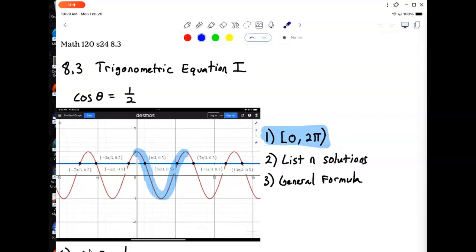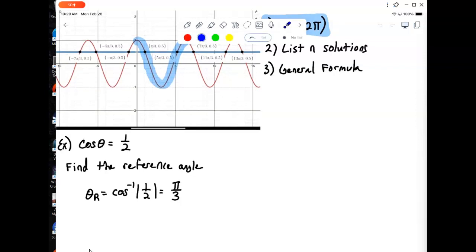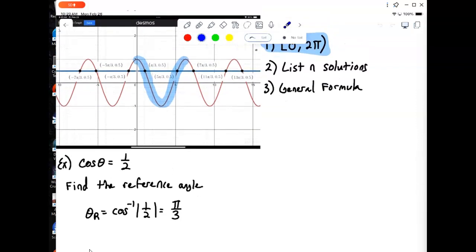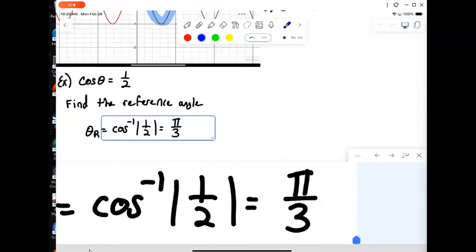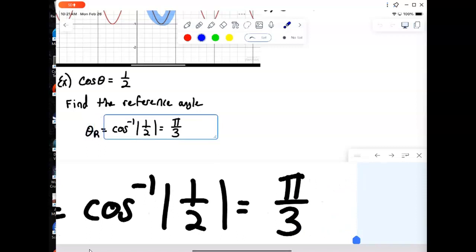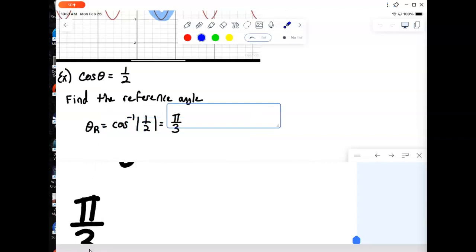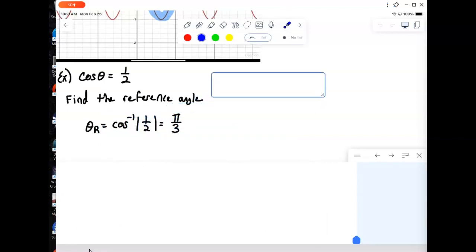If we're looking between 0 and 2 pi for solutions, then we're only looking in this area here. Then we begin first by finding the reference angle. So what angle gives us a cosine of 1/2? And we recognize, hey, that's pi over 3. That's the inverse cosine of the absolute value of whatever that thing is.